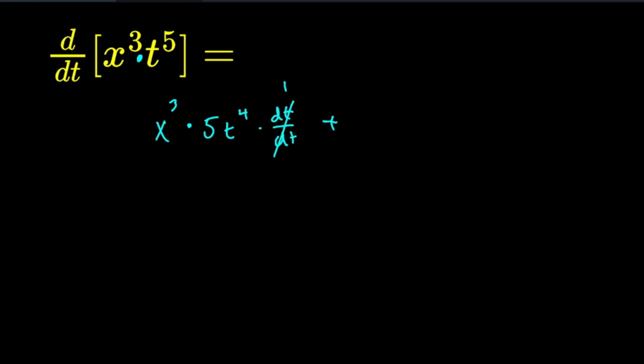And then plus, this time we'll leave t to the fifth as it was, and now multiply by the derivative of x cubed, which is 3x squared. But we have to remember to multiply by the derivative of x with respect to t, which is dx dt. Usually we try to simplify as much as possible, but for right now, I'm going to leave it as it is.